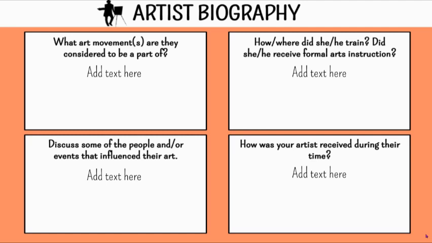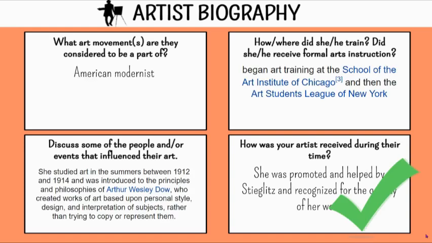Then you need to learn about their art movement or movements, what kind of training they had, people or events that influenced their art, and how they were received during their time. That means, what did people think of them while they were alive? Here's my example. These are all true facts from Georgia O'Keeffe.